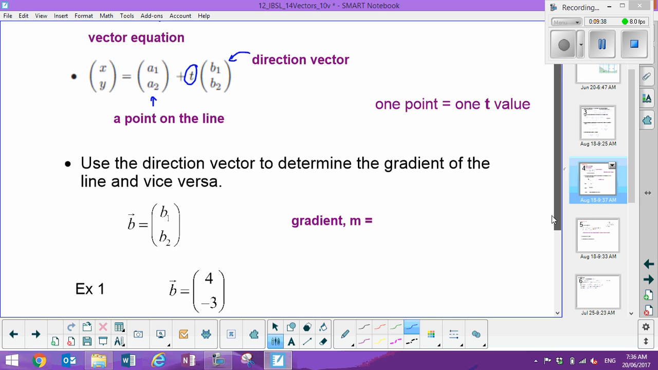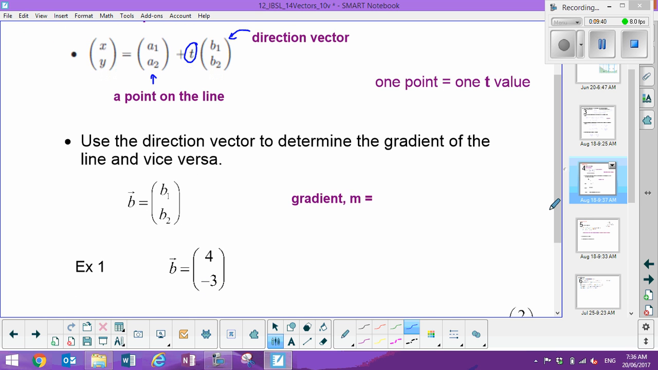We can also use the direction vector to determine the gradient of the line and vice versa. We've seen this before, where we talked about that in chapter 12. So if our direction vector is B1, B2, that means our point is moving in this direction, B1 in the x direction and B2 in the y direction. So remember, your gradient is rise over run. So that means our gradient must be B2 divided by B1.